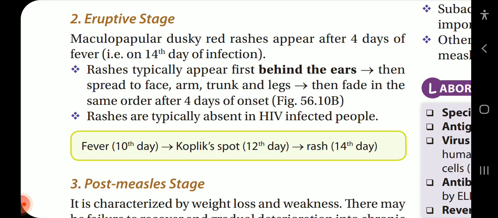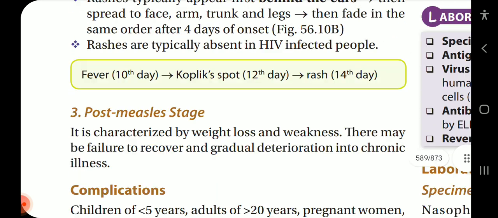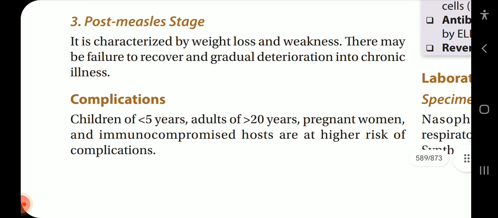Rashes typically appear first behind the ear, then spread up to the face, then to the arms, trunk, and legs, and fade in the same order after 4 days of onset. Rashes are typically absent in HIV infected people. Fever on the 10th day, then Koplik spots on the 12th day, and rash on the 14th day. Post-measles stage is characterized by weight loss and weakness. There may be failure to recover and gradual deterioration into chronic illness.